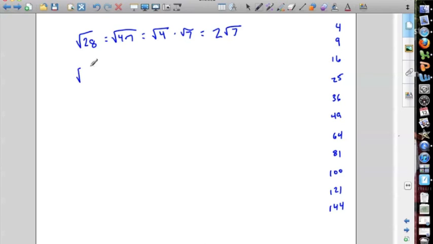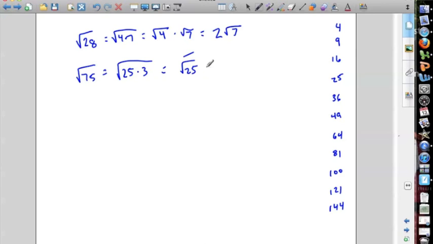Now think about the square root of 75. Feel free to hit pause and try this on your own if you want to check it. We have to check whether any perfect squares go into 75. 4 does not go into 75. 9 does not go into 75. 16 does not go into 75. But 25 does. Since 25 goes into 75 three times, 25 times 3 equals 75.